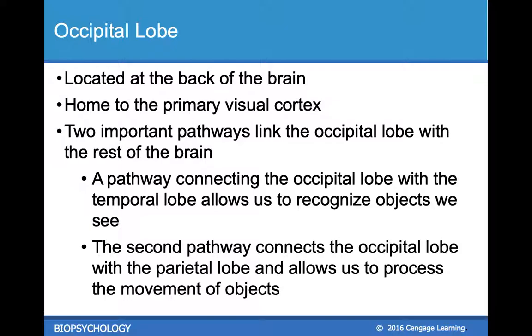The second pathway connects the occipital lobe to the parietal lobe and allows us to process the movement of objects. So if you see a bird moving across the sky, you can track that bird and predict its movements because of the pathway between your parietal lobe, at the top back of your brain, and the occipital lobe in the very back of your brain. So if you recognize it's a bird, that's the first pathway, but the movement of the bird is the second pathway.